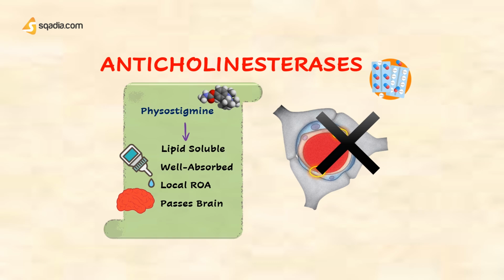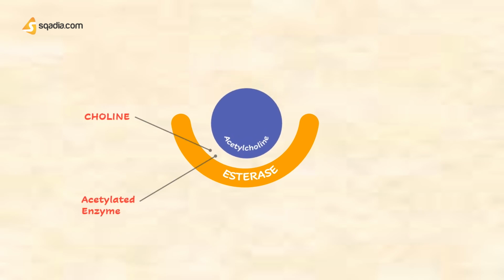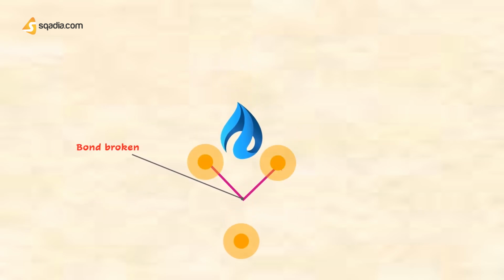Talking about its mechanism of action. Initially, acetylcholine binds to the active site of the esterase and is hydrolyzed, producing free choline and an acetylated enzyme. In a second step, the covalent acetyl-enzyme bond is split with the addition of water.